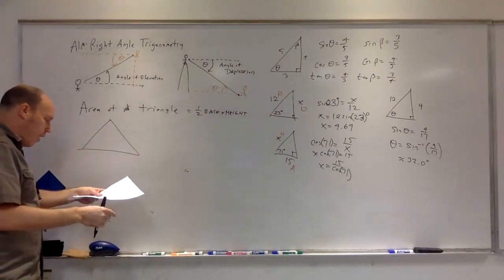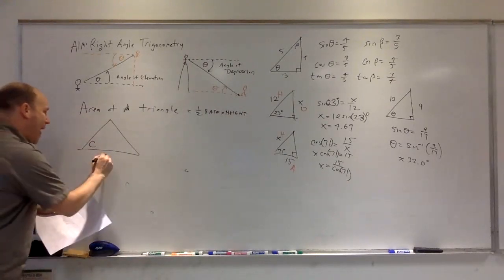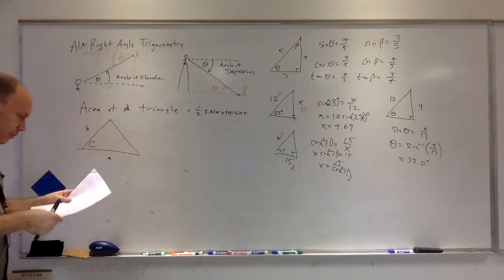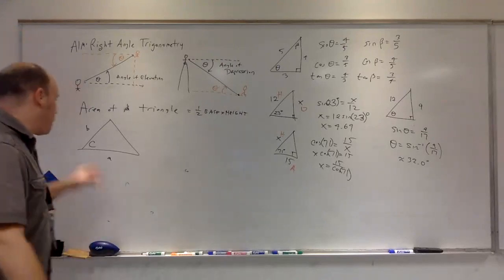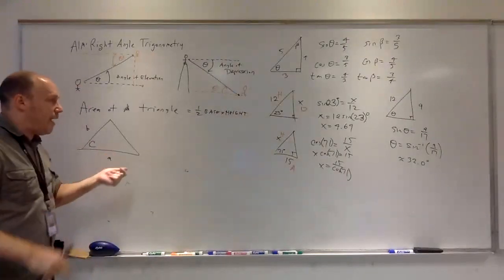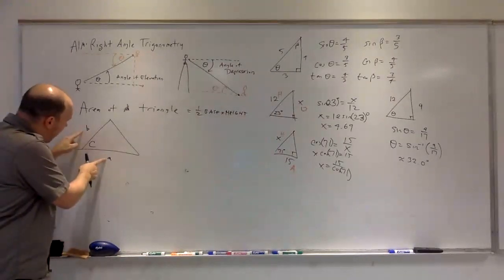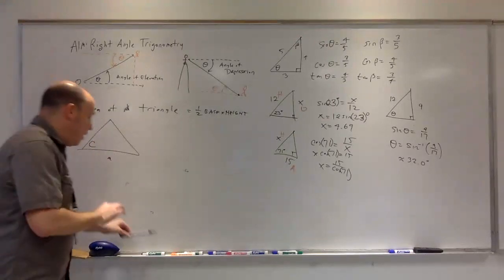Let's take a triangle. And I have angle C, and I have side A, and I have side B. Okay, the question is, how do I find the area of a triangle? Is this enough? I'm going to say yes. First of all, if I give you two sides and an included angle, this triangle is unique.